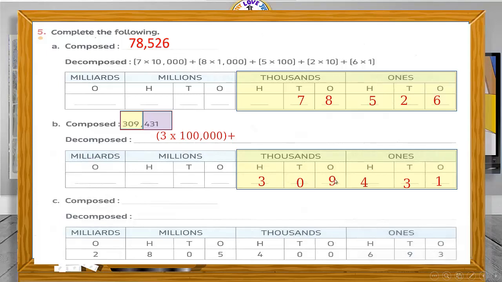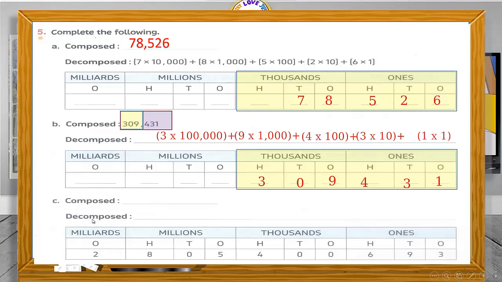0, and in the 1,000 place we have 9, write 9 times 1,000. Next place we have 4 in hundreds, write 4 times 100. 3 in tens, so write 3 times 10. And in the last place we have 1, write 1 times 1.